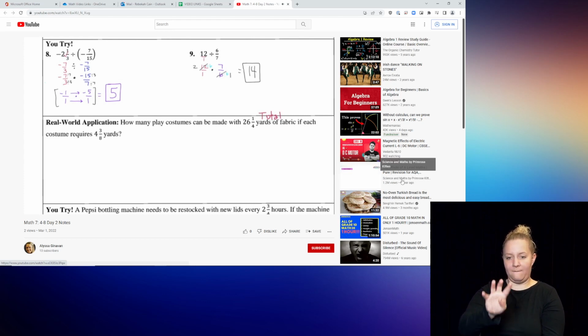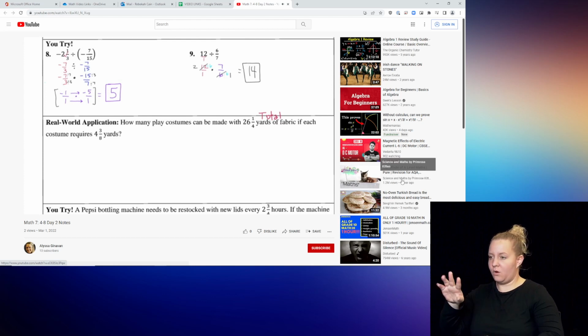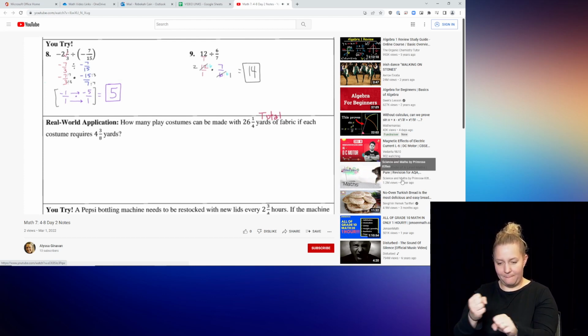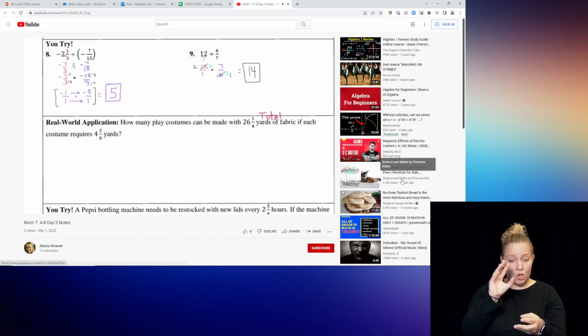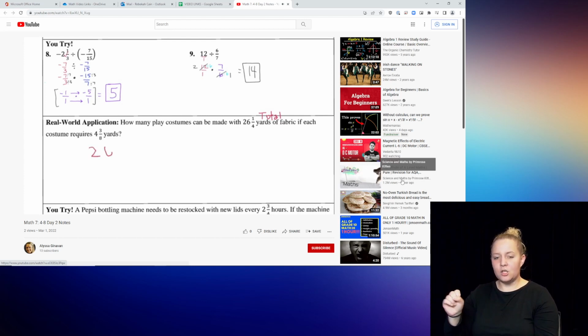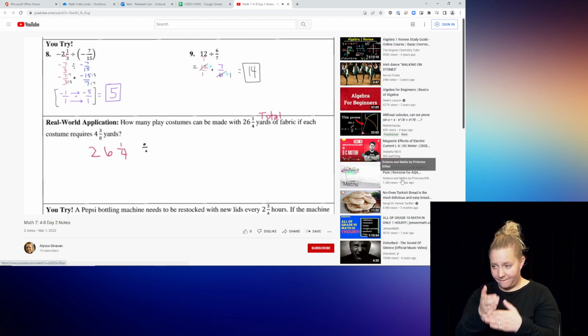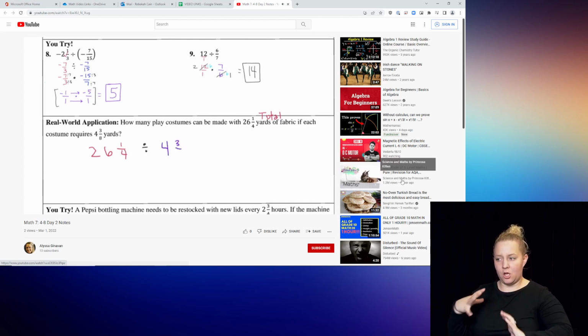And if each one requires 4 3/4 yards, I have to divide it out to figure out how many costumes I can make. So I'm going to take the total, 26 1/4, divided by 4 3/4. So let's go ahead and write that out, 26 1/4, and I'm going to divide it up to figure out how many costumes I can make. 4 3/4. All right, yes, these are large numbers.